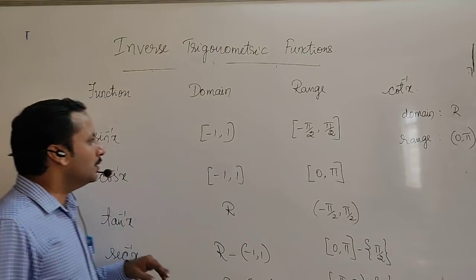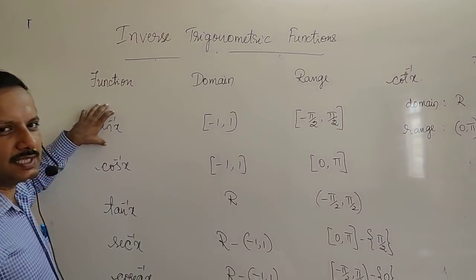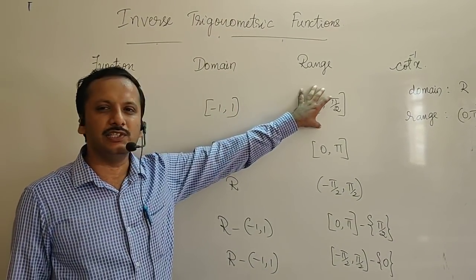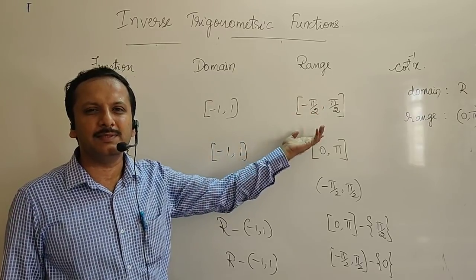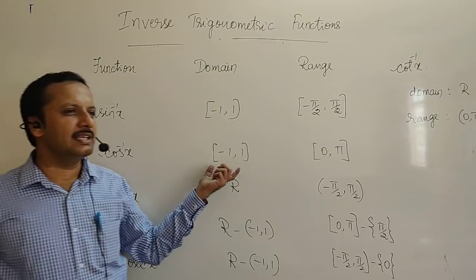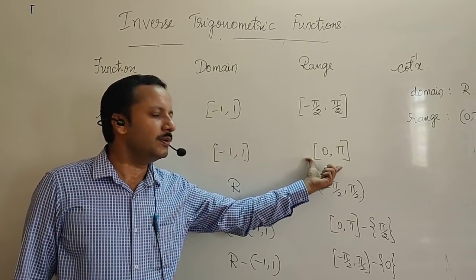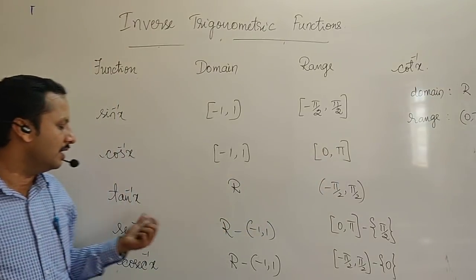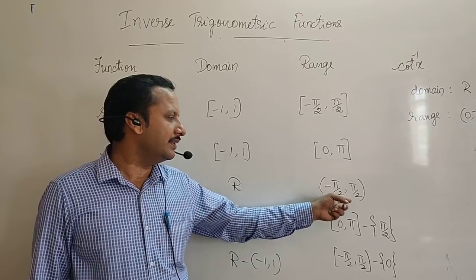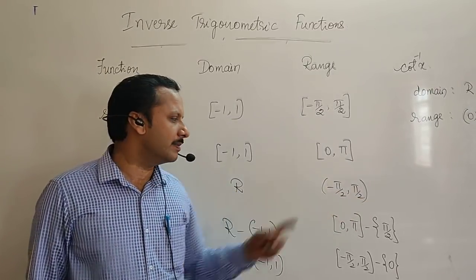Okay, so again I will repeat all this. For sin inverse x, the domain is closed interval -1 to 1, and the range is closed interval -pi by 2 to pi by 2. For cos inverse x, the domain is closed interval -1 to 1, and the range is closed interval 0 to pi. For tan inverse x, the domain is the set of all real numbers, and the range is open interval -pi by 2 to pi by 2.